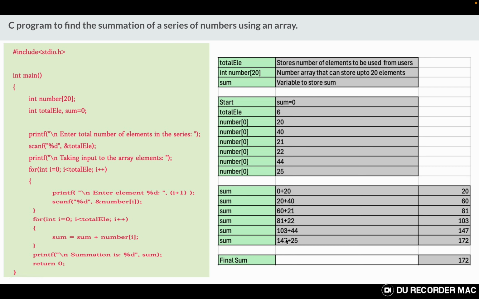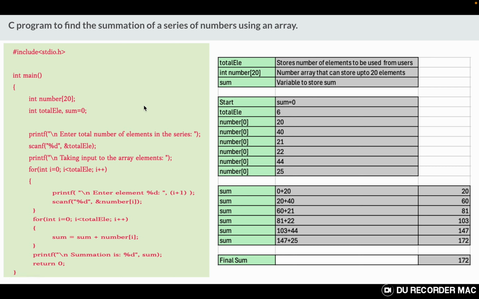Again the loop runs. Sum is equal to 147. 147 plus the final element is 25. 147 plus 25 is 172, and this is the sum value that we have. Now the loop terminates because our condition will become false after that. And if you see here, there is a final summation value that we have printed. Summation is percentage d sum. Now this percentage d will be replaced with the final sum value, which was 172, and this 172 will get printed here.